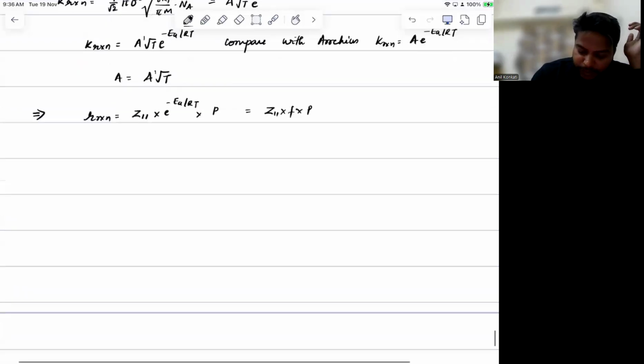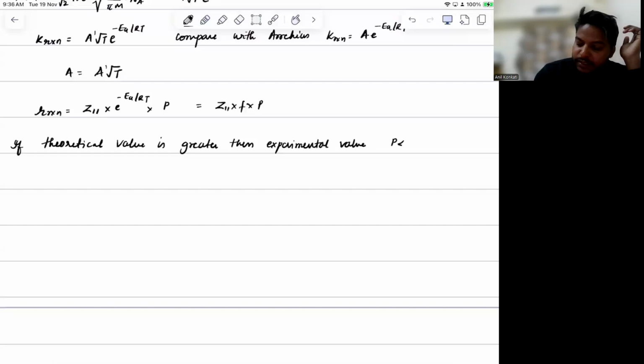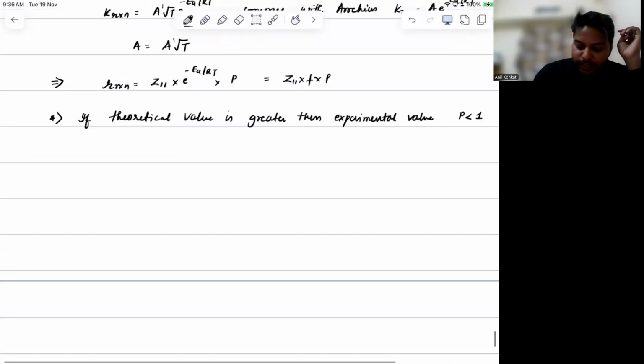See. So here we have two things. If theoretical value is greater than 1, greater than experimental value, then to compensate that, P has to be less than 1. P has to be less than 1.